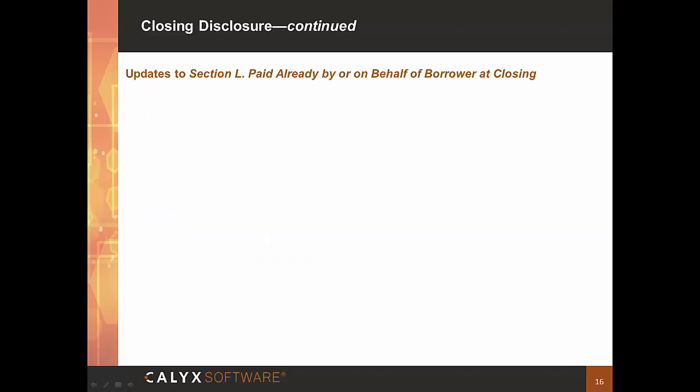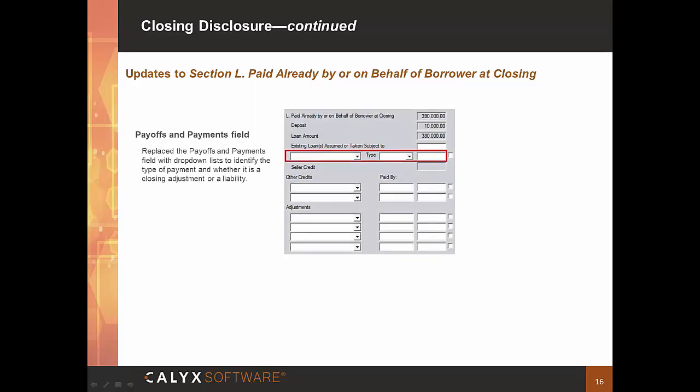Updates to Section L, paid already by or on behalf of borrower at closing. So the payoff and payments field, we replaced the payoffs and payments field with drop-down list to identify the type of payment and whether it is a closing adjustment or a liability. Adjustments drop-down, we replaced the adjustments data entry fields with drop-down lists. Manual entry is also allowed.